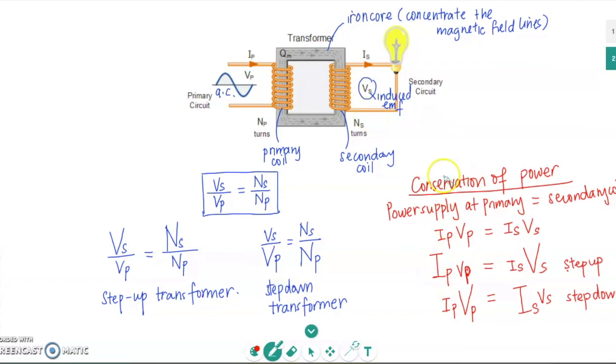All right, so this is the concept of a transformer, and later on we'll see how it can be applied.